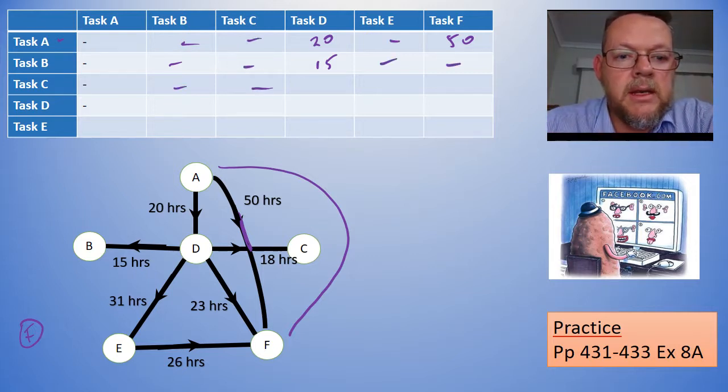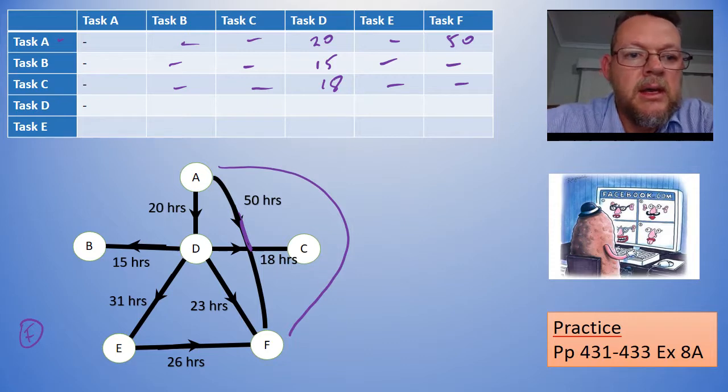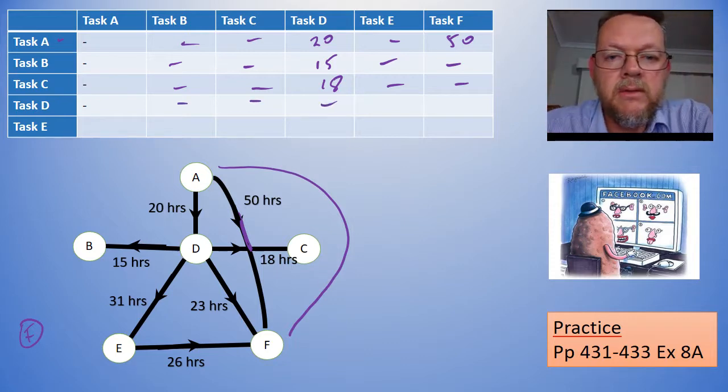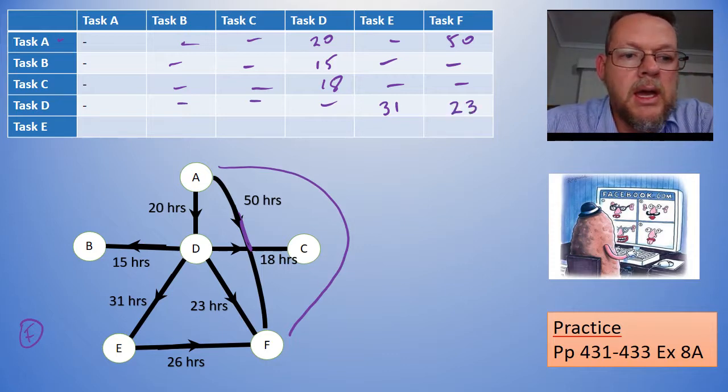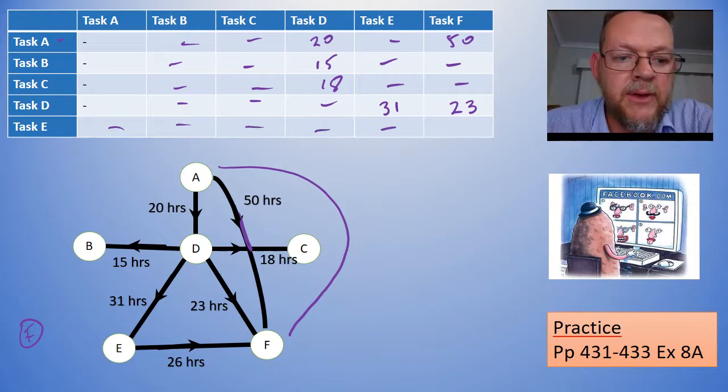Task C. Now let's have a look at C. I can go from C to D, and that's going to be 18 hours. C is connected to nothing else. Let's go now to task D. So is D connected to E? Yes, it is. It's 31. And is D connected to F? Yes, it is. That's 23. Now let's look at the last activity. Can I connect E and F up? Yes, I can, and that's 26.